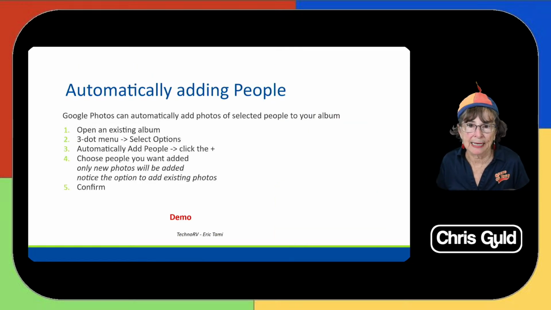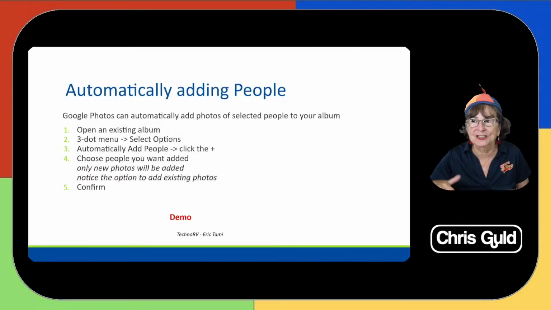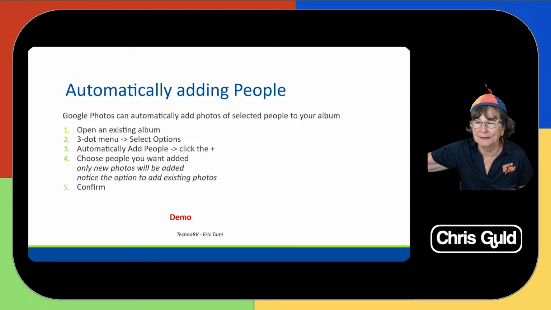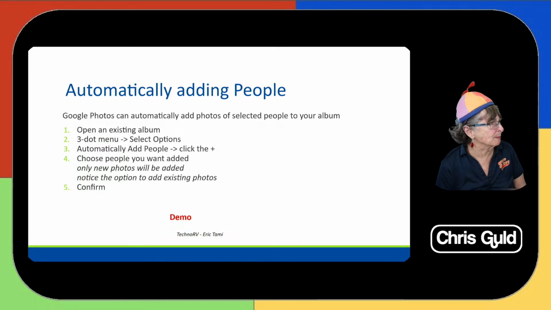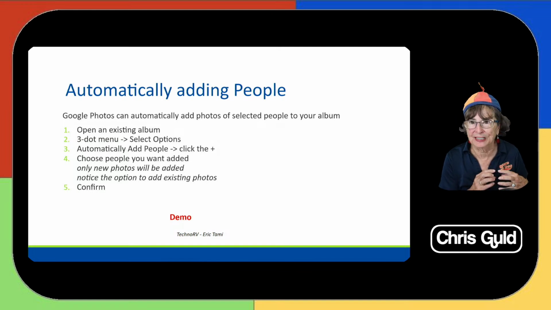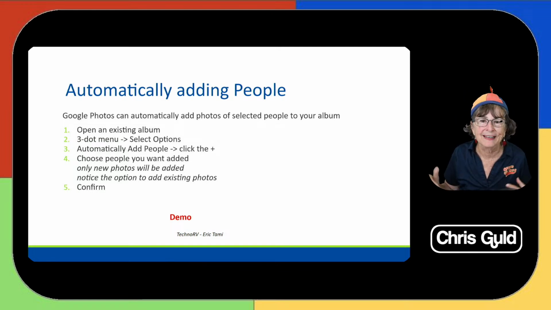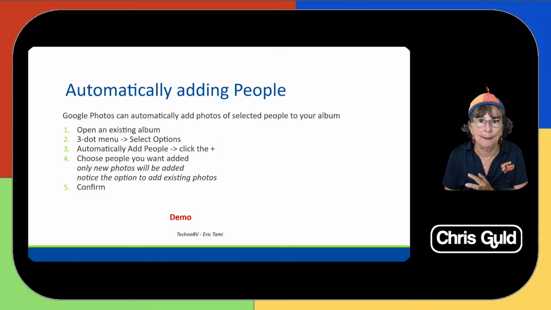All right. And lastly, automatically adding people. I'm not going to spend a whole lot of time on this, but if you want to send your son all the photos of you, or this is actually done more for younger people wanting to share pictures of their kids with grandma and grandpa, you can automatically have every photo of a person added to an album, and then that album can be shared. You open an existing album and then 3-dot menu and options, automatically add people.